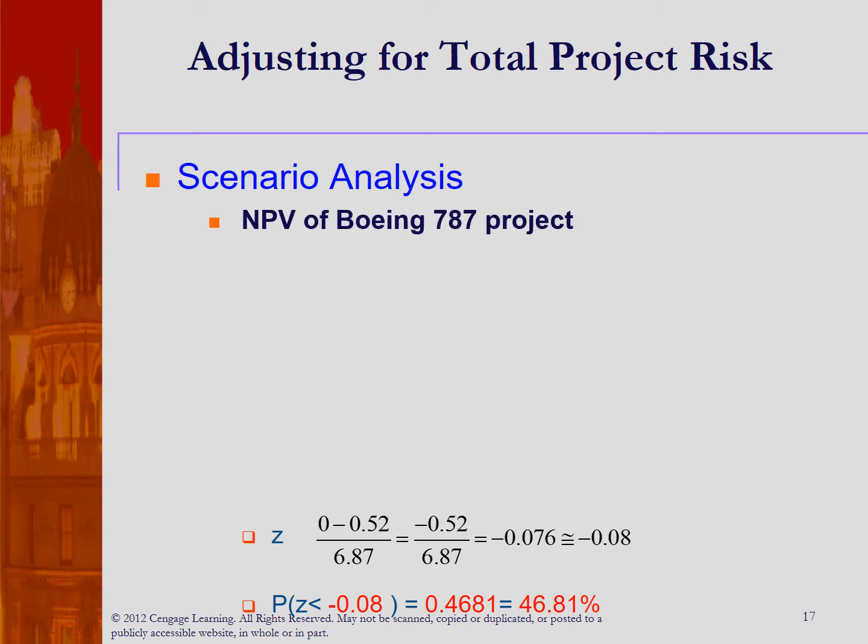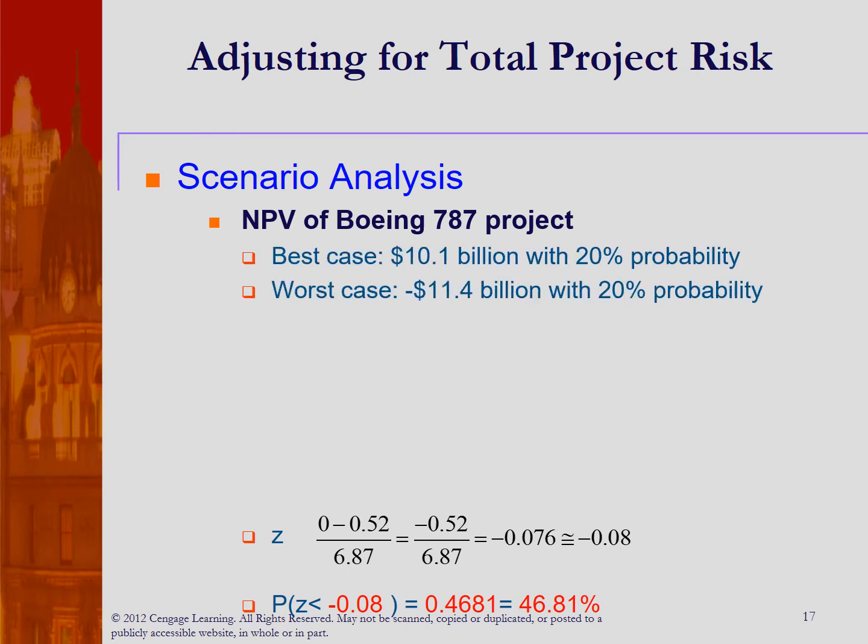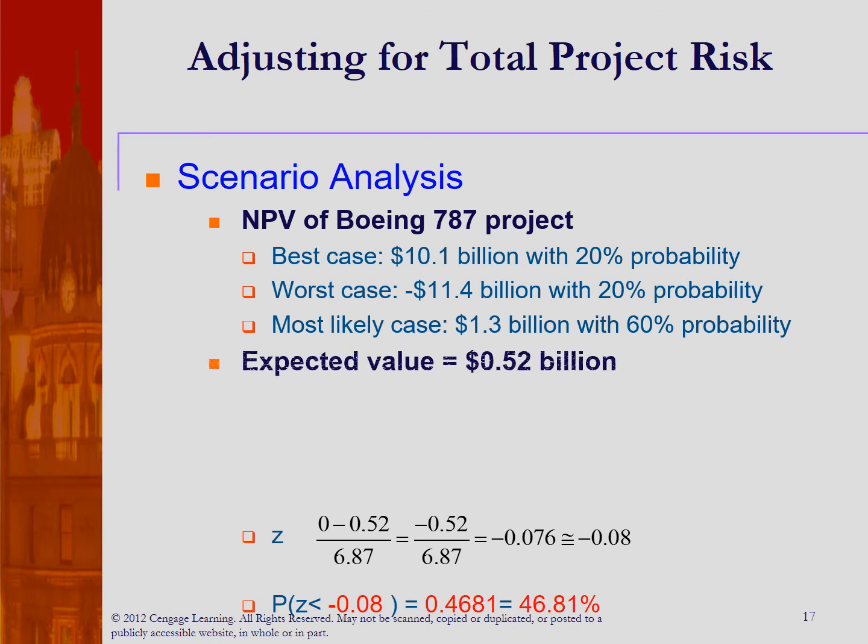Boeing's 787 investment project may yield $10.1 billion with 20% probability, negative $11.4 billion with 20% probability, and $1.3 billion with 60% probability. By using the technique learned from Chapter 8, we can calculate the expected net present value equal to $0.52 billion and the standard deviation of the net present value equal to $6.87 billion.